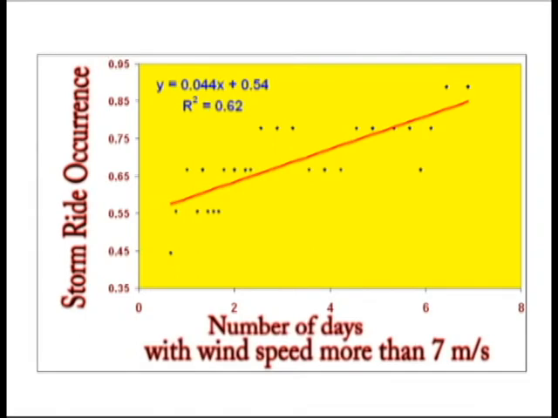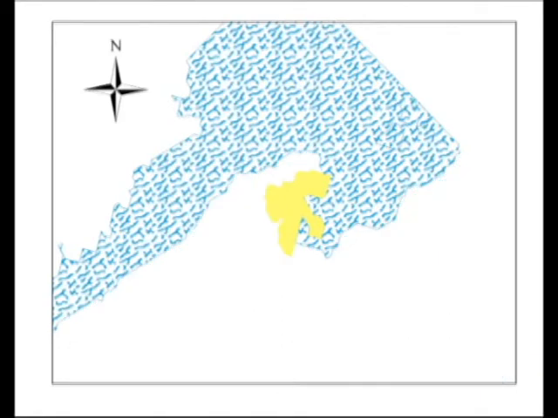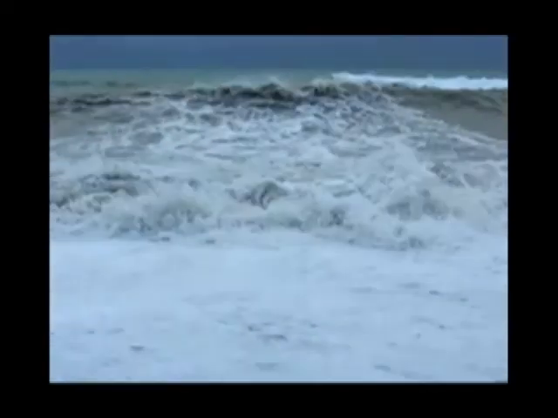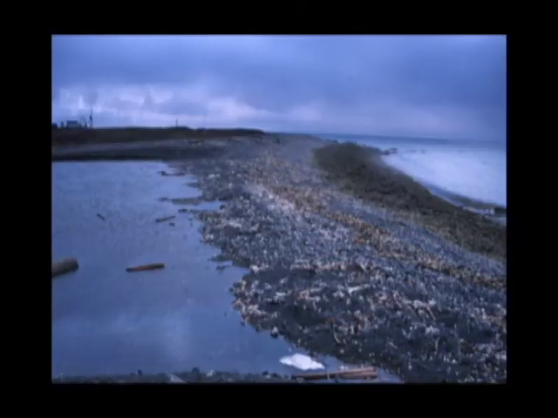There is correlation between the number of days with wind speed more than 7 meters per second within the west sector during autumn and winter and storm ridge occurrence. The more days with high wind speed results in more storm ridge occurrence. Until now, we proved that the less sea ice area and also the more days with wind speed more than 7 meters per second results in more storm ridge occurrence.